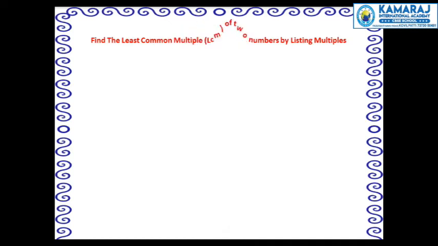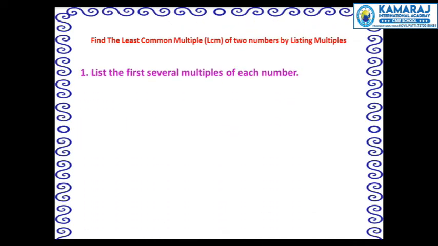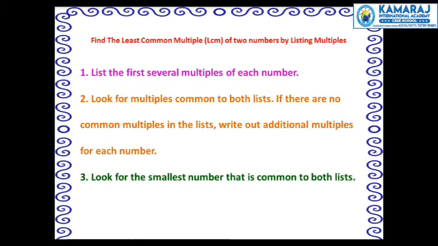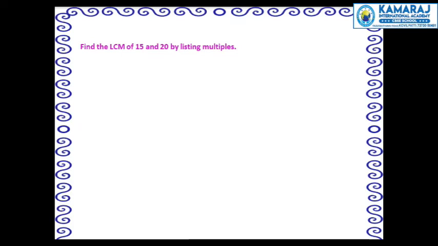We are going to follow the following rules. First one, list the first some multiples of each number. Second one, look for multiples common to both lists. If there are no common multiples in the list, write out additional multiples for each number. Third one, look for the smallest number that is common to both lists. So that is the LCM. Let us see an example.